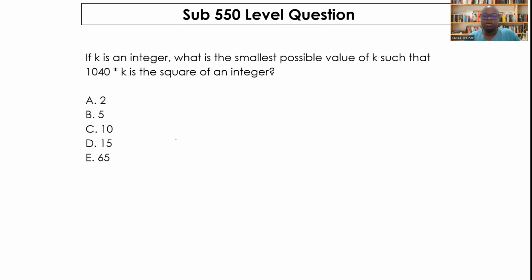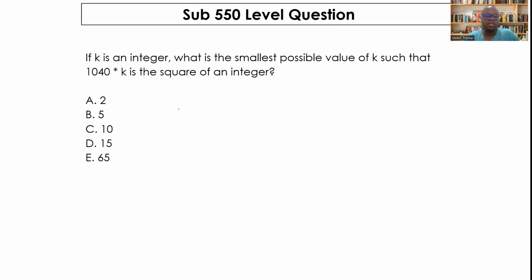So if k is an integer, what is the smallest possible value of k such that 1040 times k is the square of an integer? For this one, you can pause the video, give it a shot, and then you can unpause and follow this with us. So you can see that you need to get the smallest possible value of k such that 1040 multiplied by k gives you the square of an integer. So being asked for actually 1040 times k gives a square, which means if you find the square root of this value, it should be an integer.